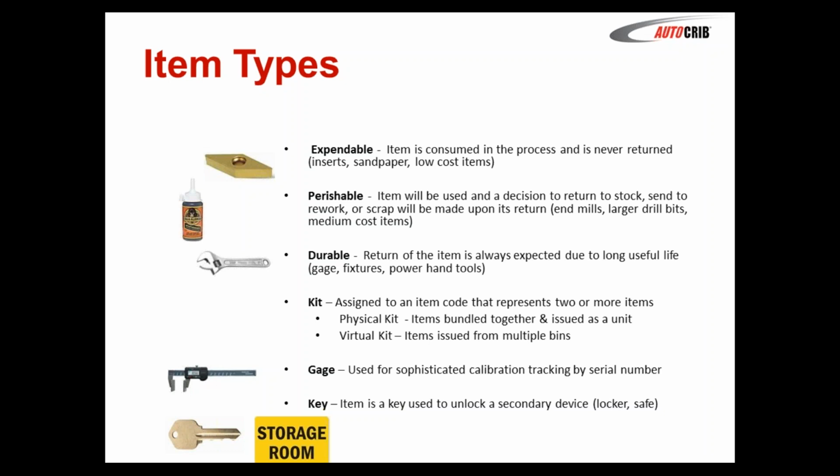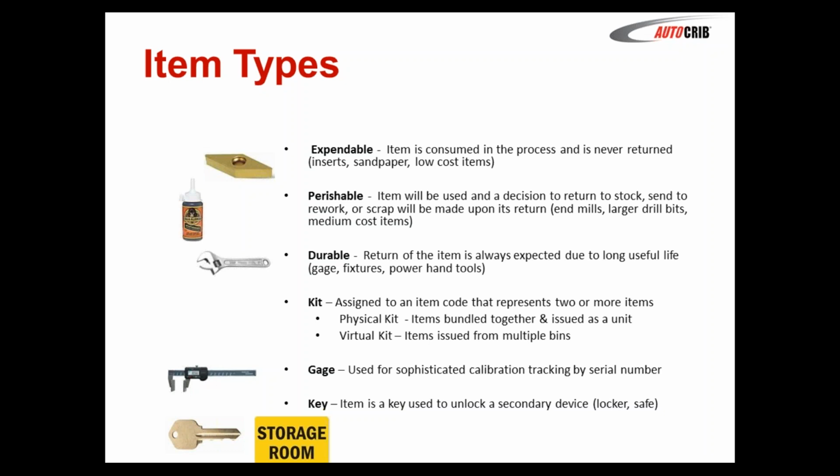The next item type is a gauge, and the gauge item type is used for sophisticated calibration tracking by serial number. So serial information is assigned in the serial and gauges module. And then the last item type that we have is the key item. An item that's set up as a key is used to unlock a secondary device, such as a locker, cabinet, or tool room. The external items function is used in scenarios when keys to auto lockers, tool rooms, tool cabinets, or any other type of external crib that requires a key are stored in the AutoCrib.